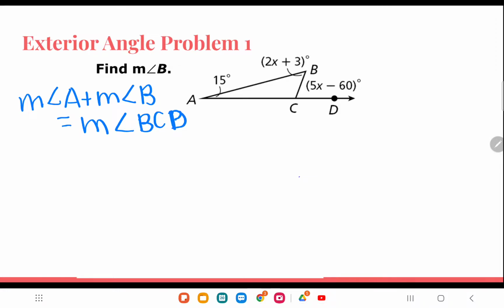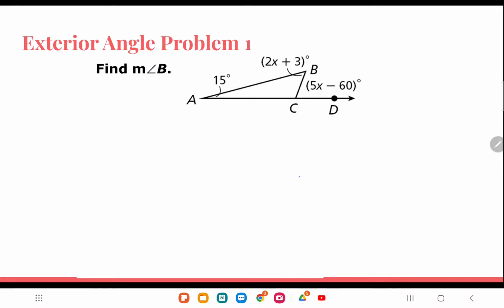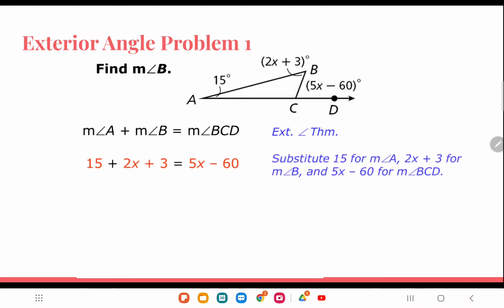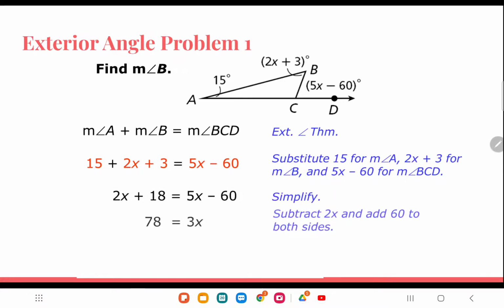So I'll go ahead and do that substitution so that we can solve for x on our way to finding the measure of angle B. And keep in mind, angle B is that angle that is labeled 2x plus 3. So we substituted everything in. Simplifying, then we're going to subtract 2x on both sides and add 60 to both sides.